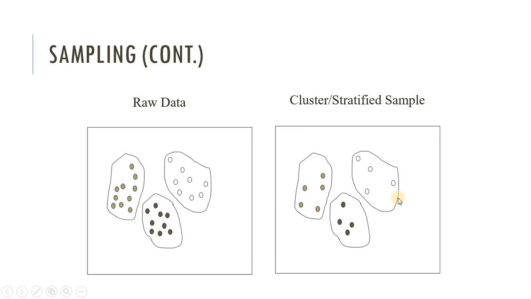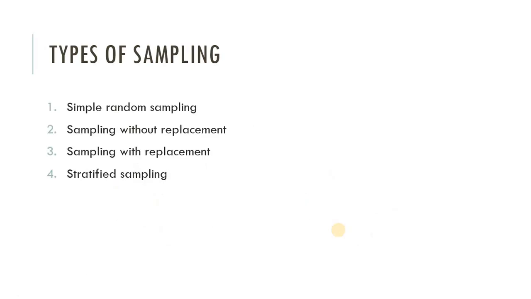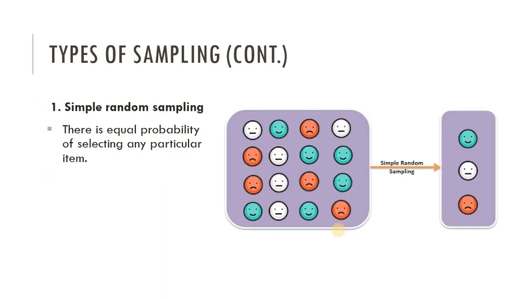This is how sampling is done. Suppose this is a whole data set. From that we choose only a few samples, and those samples become our data set. Sampling has four main techniques: simple random sampling, sampling without replacement, sampling with replacement, and stratified sampling. Let's start with the first, simple random sampling.